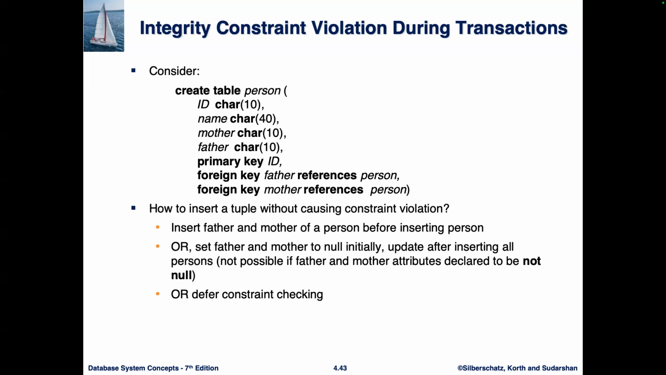There are two options. One way to handle this is to insert the father and mother records first. Then once the parents are in the table, you can insert the person who references them. Another approach is you can set them to null. Another option is to first insert the person with null values for father and mother, and then later update the record once the parent records are inserted.